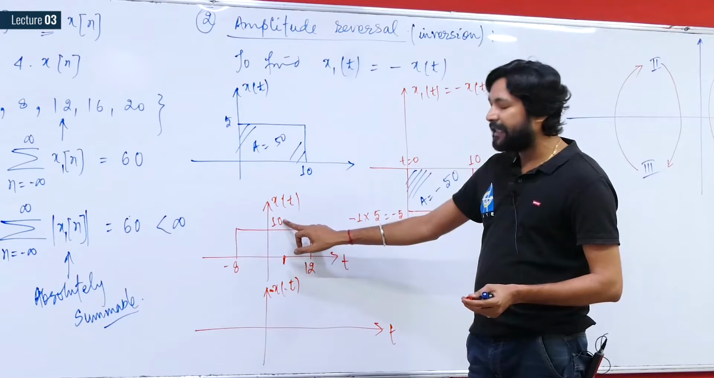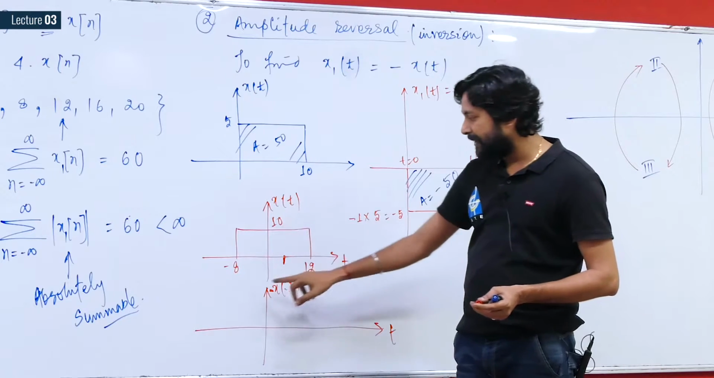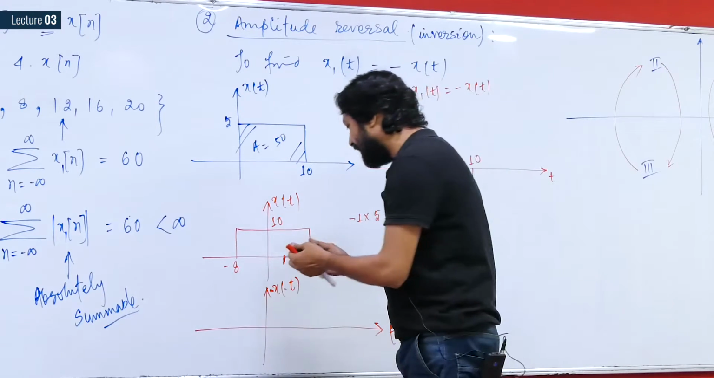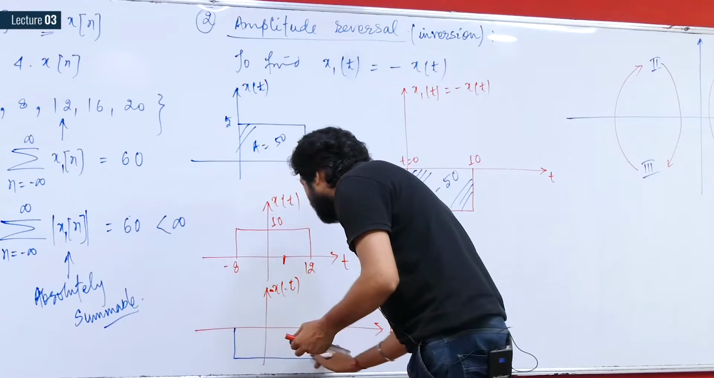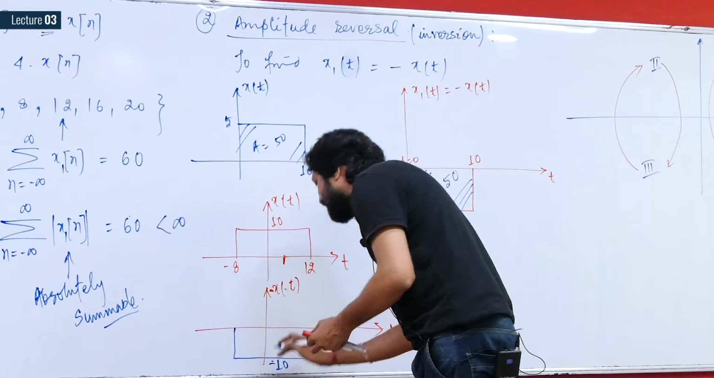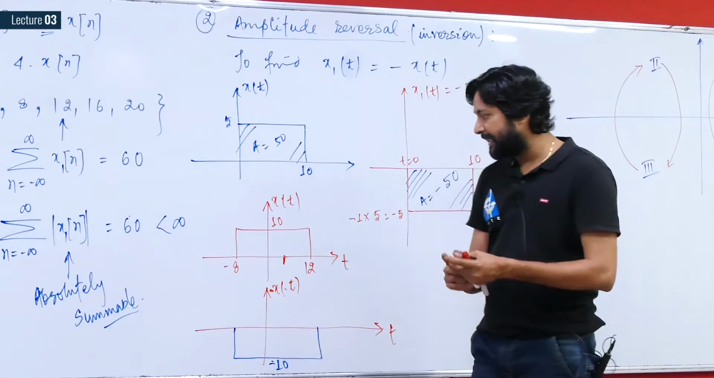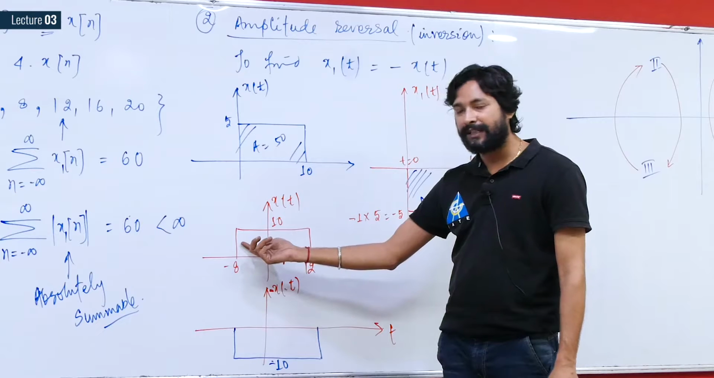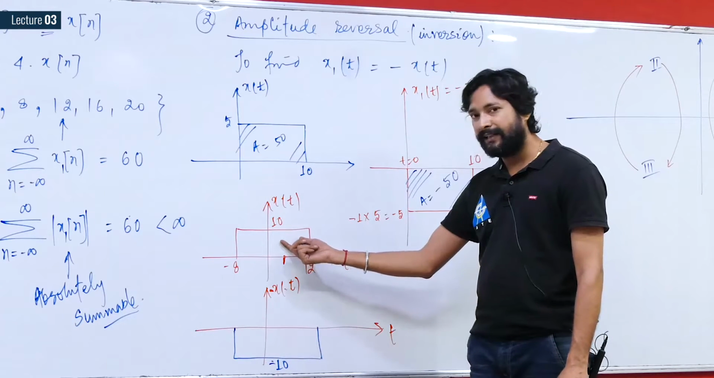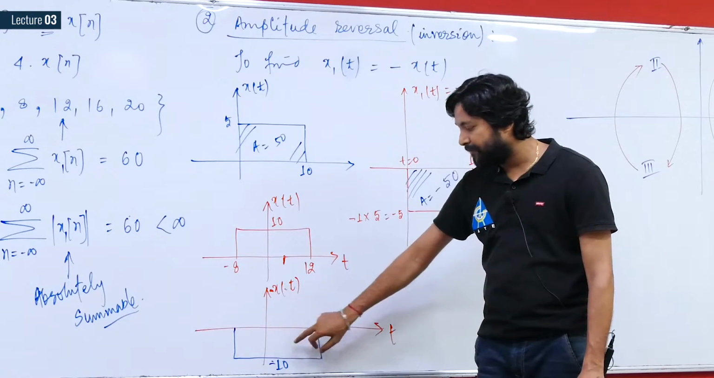The values will be 10 into minus 1, that is minus 10, but only in between this interval, that is minus 8 to 12. So we will be having values from minus 8 to 12, and the value will be 10 into minus 1, that is equal to minus 10. So what is happening here? The portion which was lying in the second quadrant has come to the third quadrant, and what was lying in the first quadrant has come to the fourth quadrant.